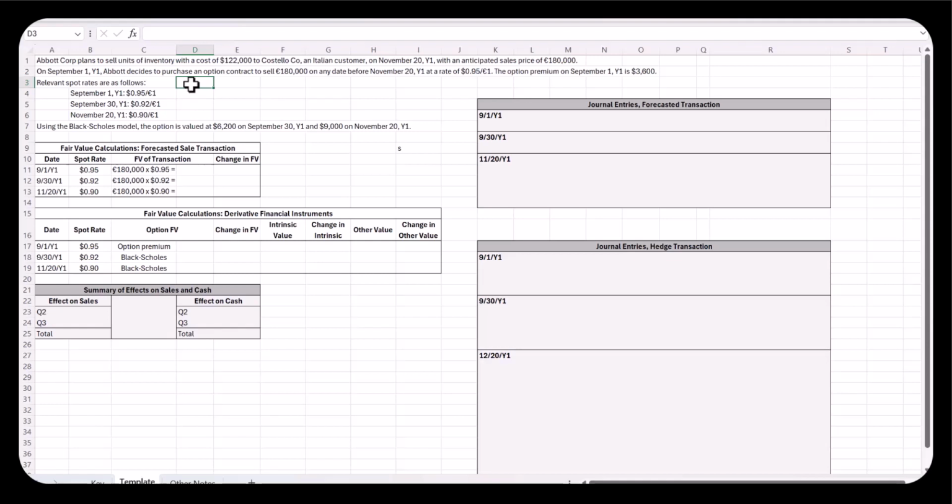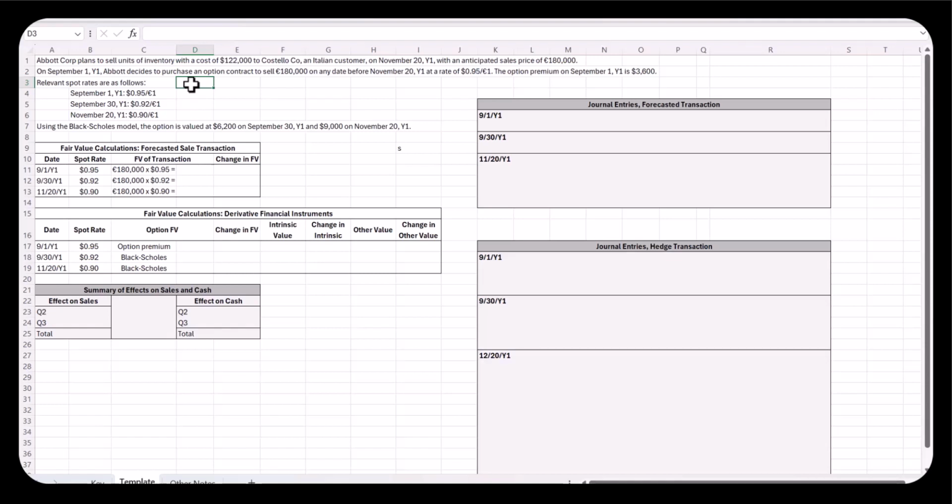An important thing to note here is this is a forecasted sale, so it's not a sure thing. They don't have a contract signed. They just expect that the sale is going to happen. That's why we've got to use a cash flow hedge for this, because it's not a firm commitment. There's no receivable on the books. We can't use a fair value hedge. We've got to use a cash flow hedge instead.